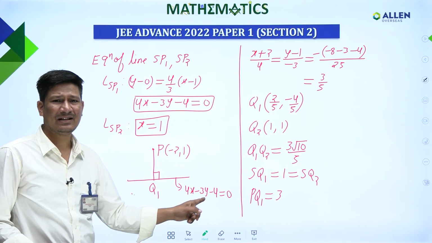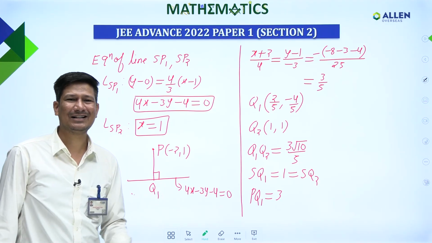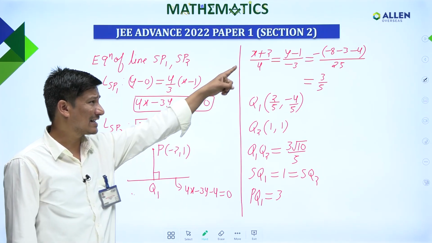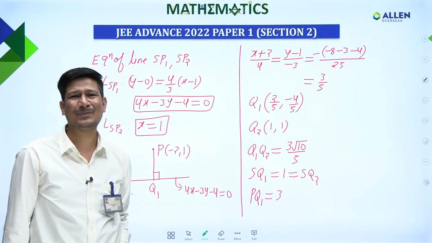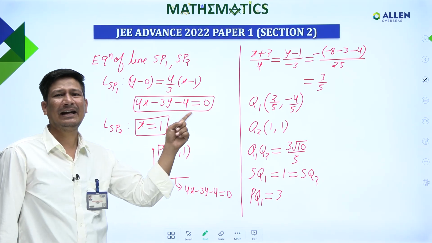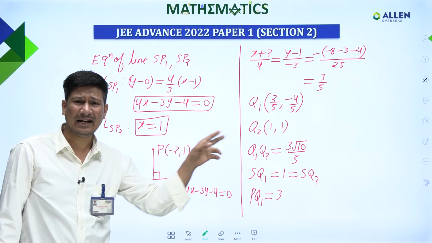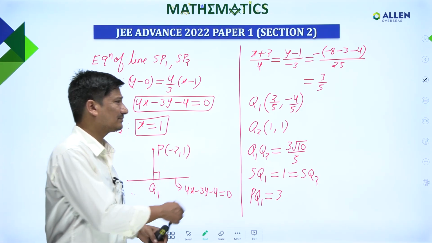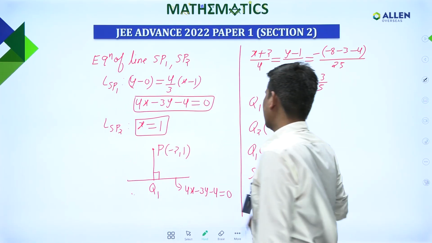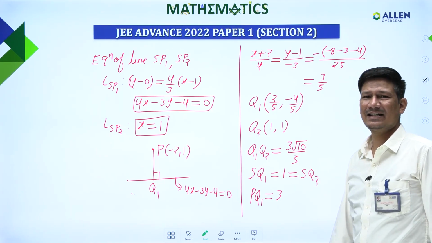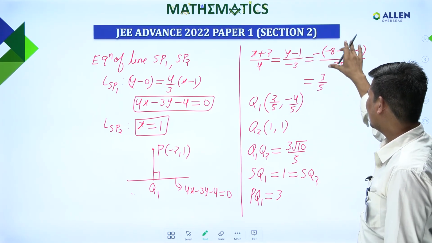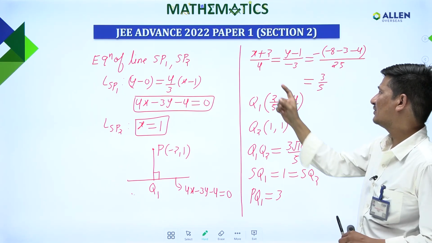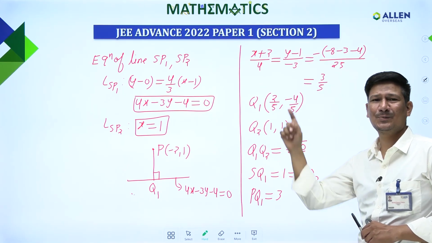Its equation is given. Everybody knows the formula, how to calculate the foot of perpendicular of a point on a line. The formula is (x minus x1) upon a is equal to (y minus y1) upon b is equal to minus (a x1 plus b y1 plus c) upon (a square plus b square). So apply the formula. (x minus of minus 2), x plus 2 upon 4, then (y minus 1) upon minus 3 is equal to, put the point in the line, and after solving, it comes out to be 3 by 5. So from here you can calculate the coordinates of the point Q1.